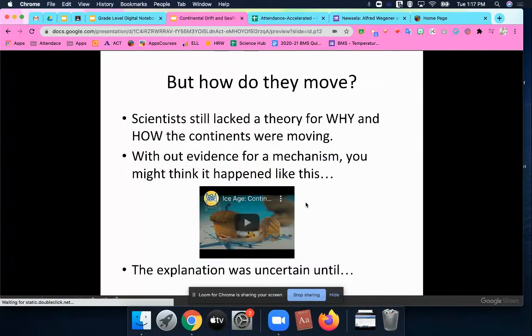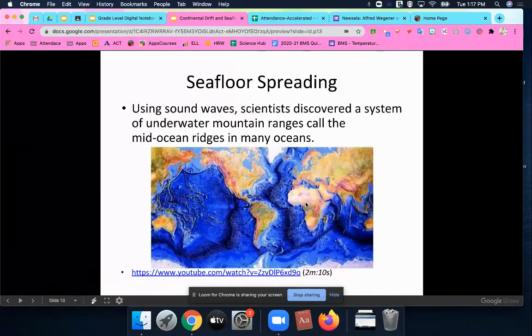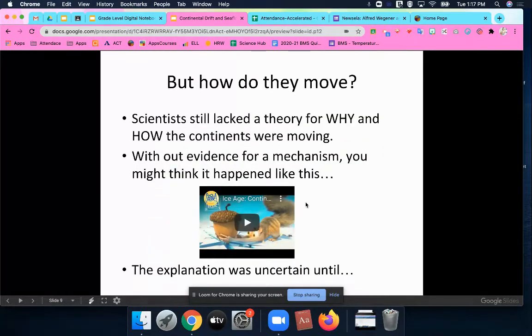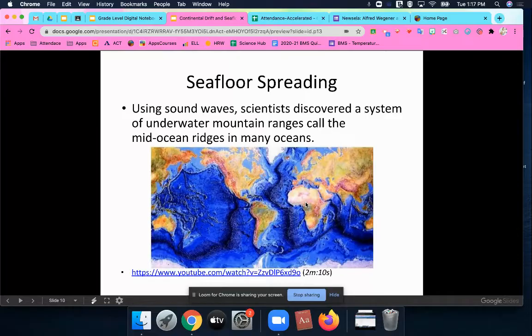But that was probably not the way it happened. So let's look at how it did happen. Using sound waves, scientists discovered a system of underwater mountain ranges called the mid-ocean ridges in many oceans.